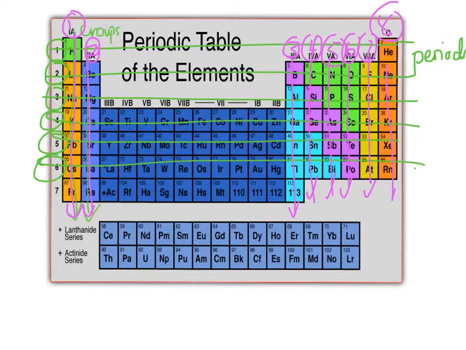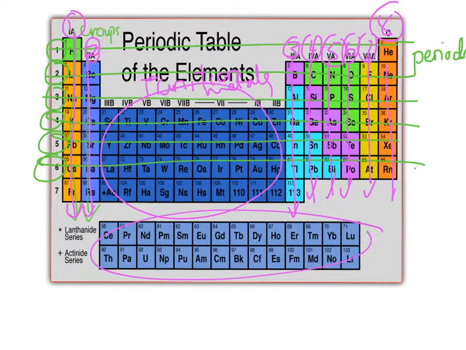This little bit of the periodic table over here is called the transition elements or the transition metals. And these are known as the inner transitions or inner transition metals. Sometimes called the lanthanides and actinides as well, but we do nothing with them at all.